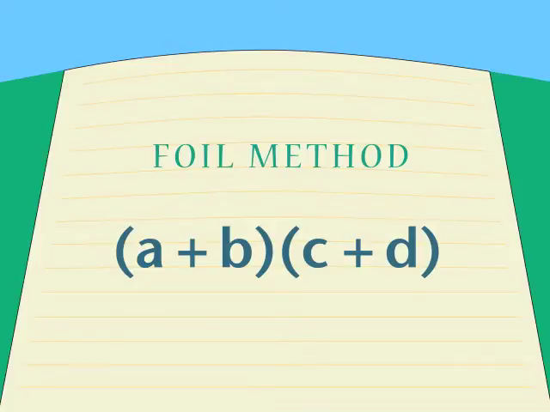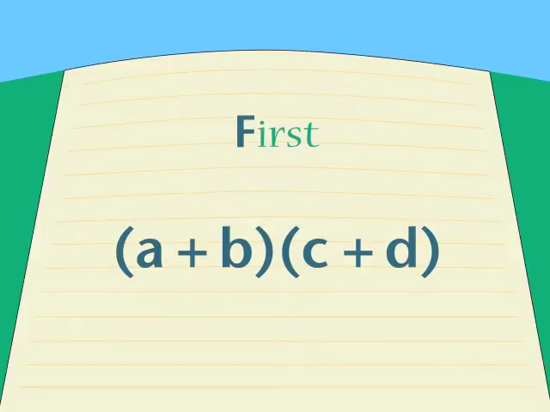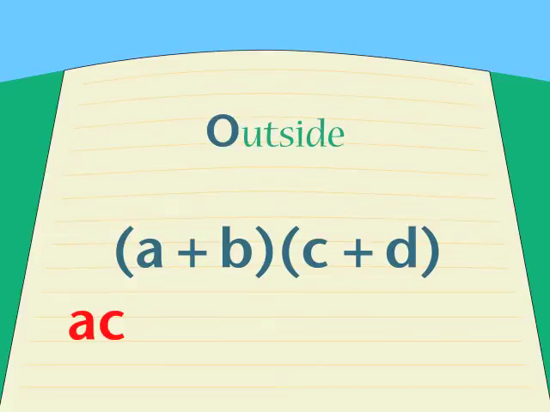FOIL tells you what to multiply. F, first. Multiply together the first terms in each of the two sets of brackets. A times C gives us AC. O, outside. Multiply together the two outside terms, the far left and the far right. A times D gives us AD. We add that onto our answer.